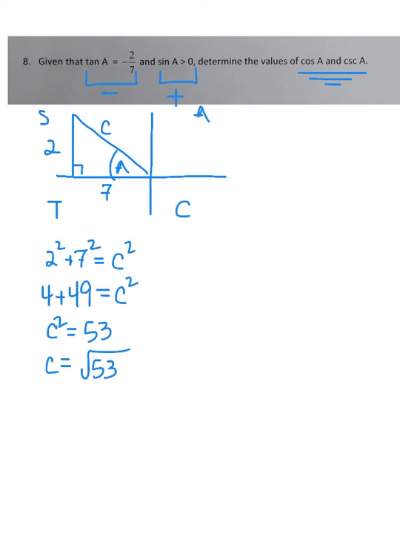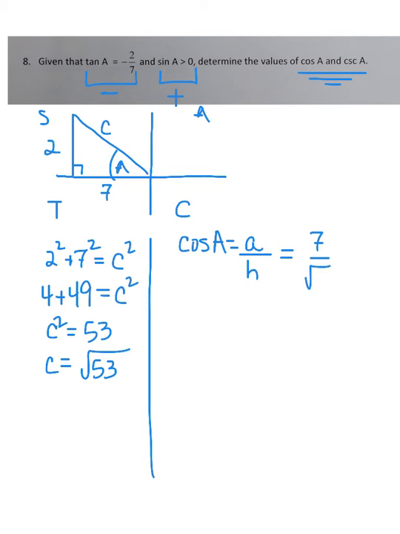Okay, so first one that they want me to find is the cosine. And I know that cosine is adjacent over the hypotenuse. So if I go back up to my triangle, my adjacent will be 7, and my hypotenuse is c, which we know is radical 53. So again, my adjacent is 7, and my hypotenuse is radical 53. So we have two things here.